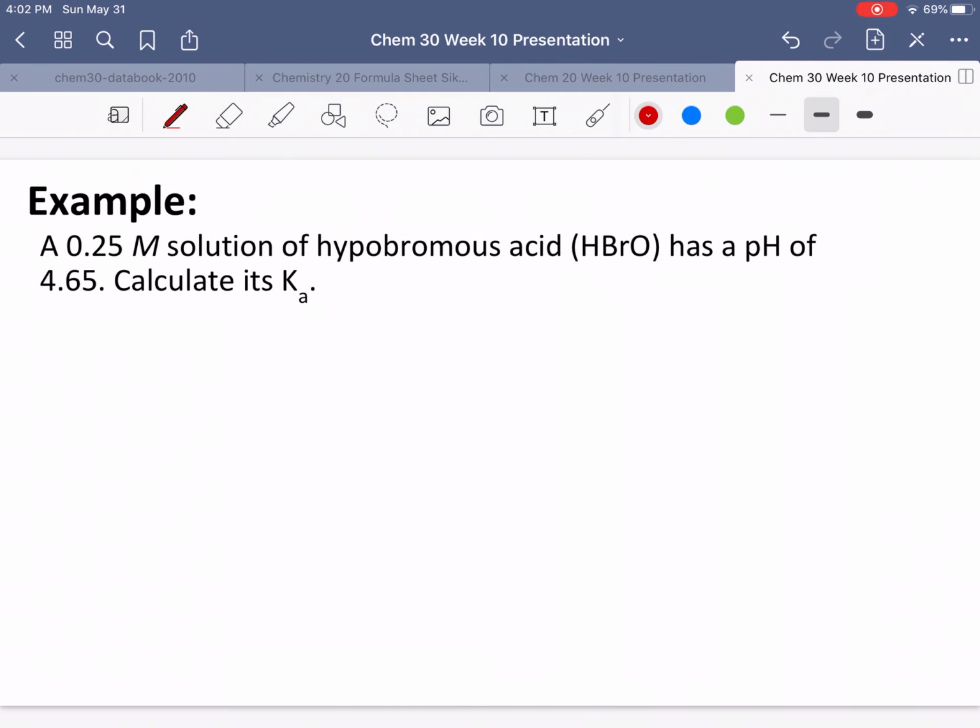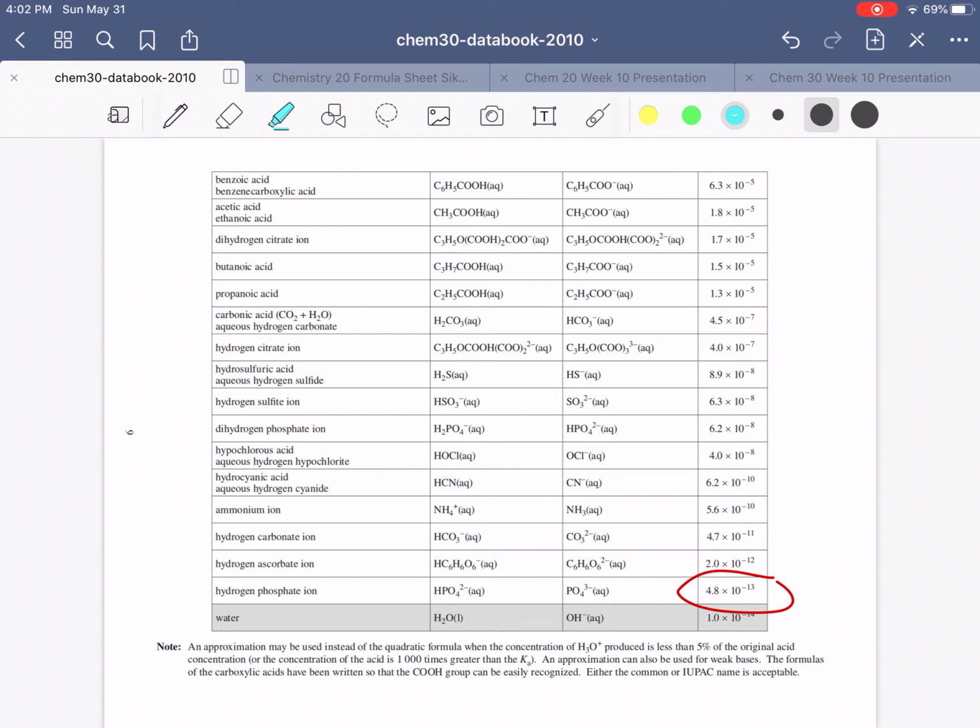Okay, check out this example. 0.25 molarity solution of hypobromous acid. Okay, cool. What's hypobromous acid? Has a pH of 4.65. Calculate its Ka. Now, hint, hint, calculate its Ka. That means you can't go over here and find it. It's not going to be one of the listed Kas. That's why you have to calculate it.